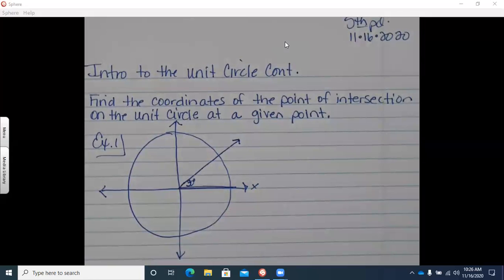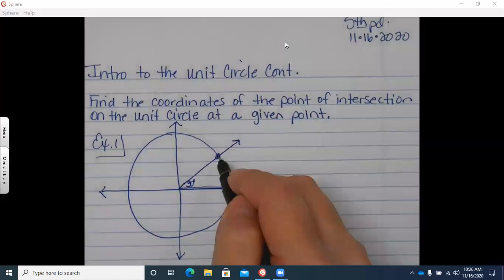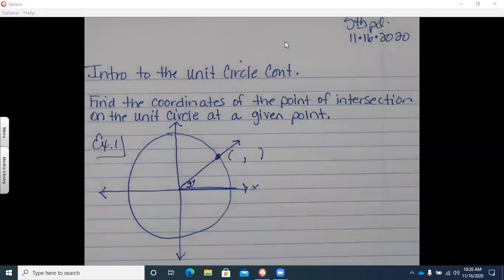So find the coordinates of the point of intersection on the unit circle at a given point, okay? So they want us to find the ordered pair, that ray that I just drew that intersected the circle. What's the ordered pair for that ray? So if this unit circle is on a graph, what would that ordered pair be? And so we are using what we know about 30, 60, 90 triangles to help us figure this out. And you're like, well, I don't see a triangle because this side's rounded, right? That's not a triangle, that's rounded. Well, we did a little bit of this last class.